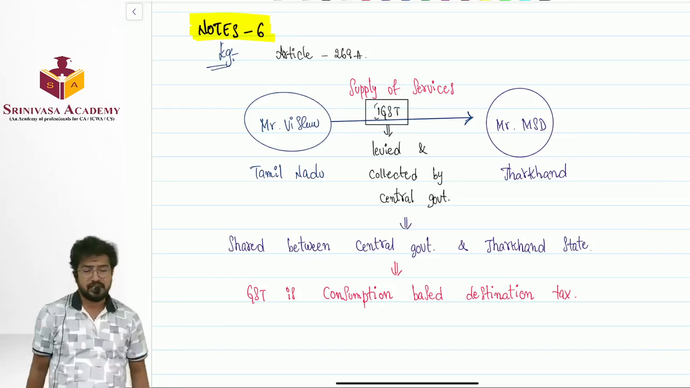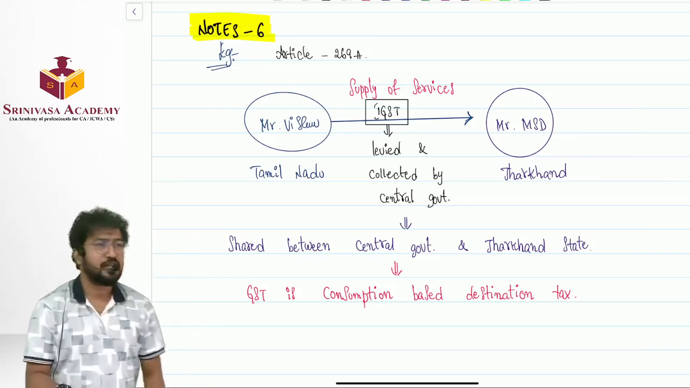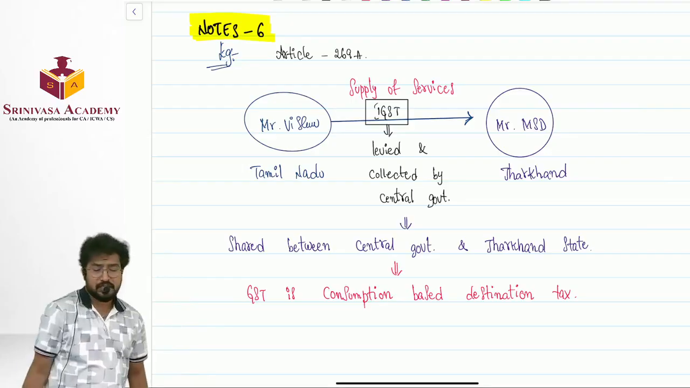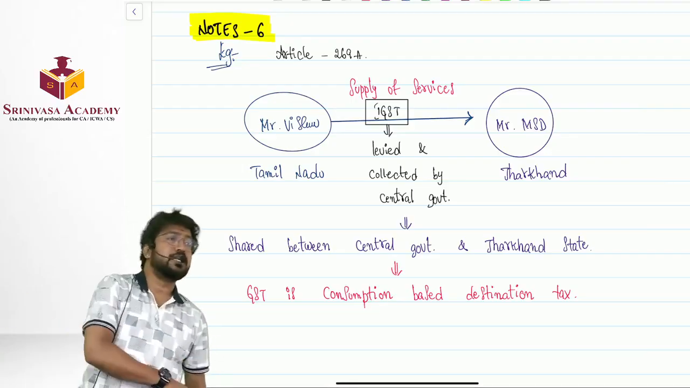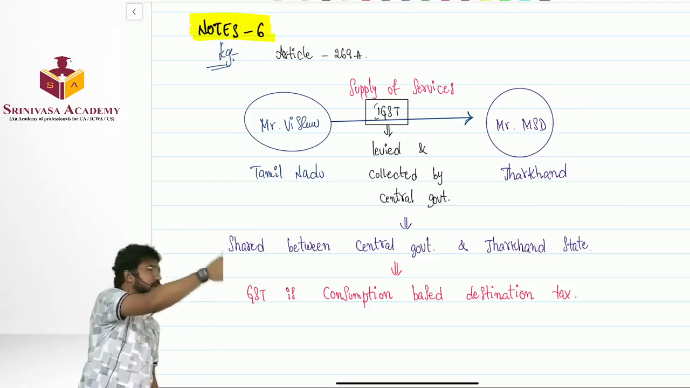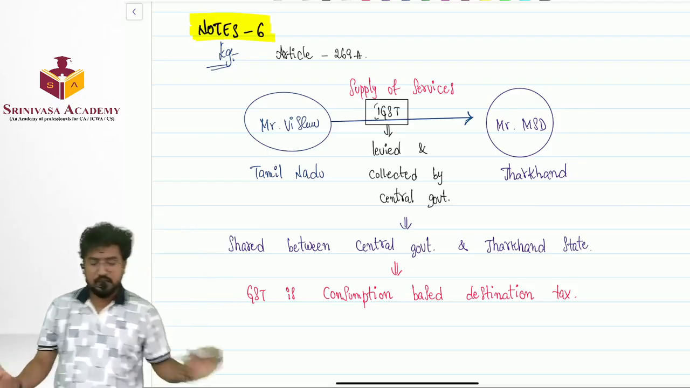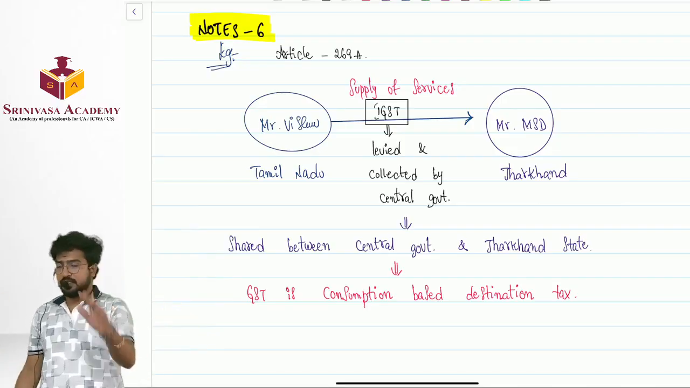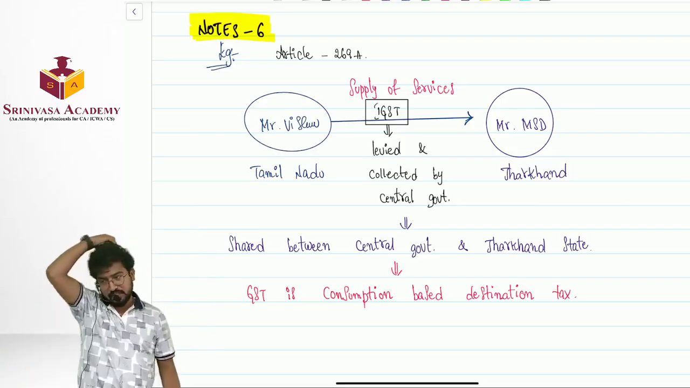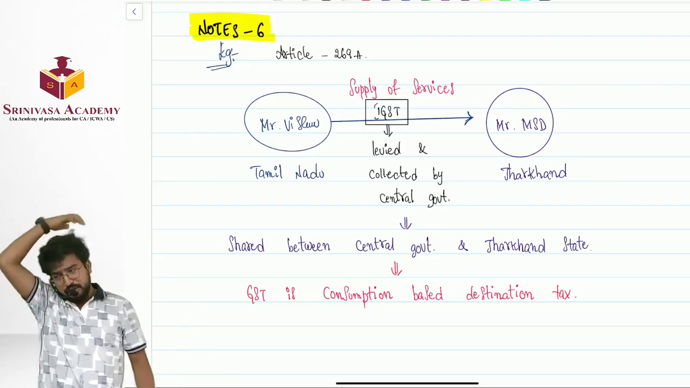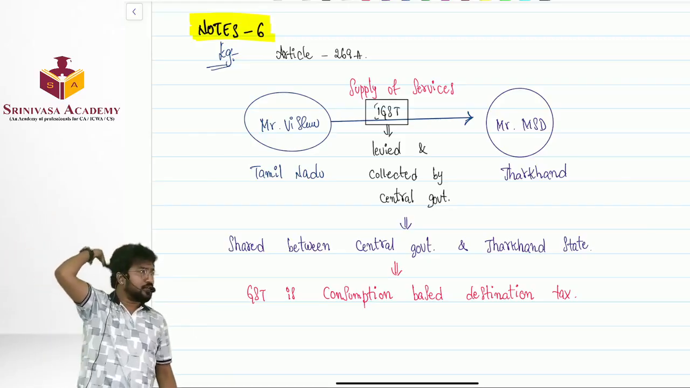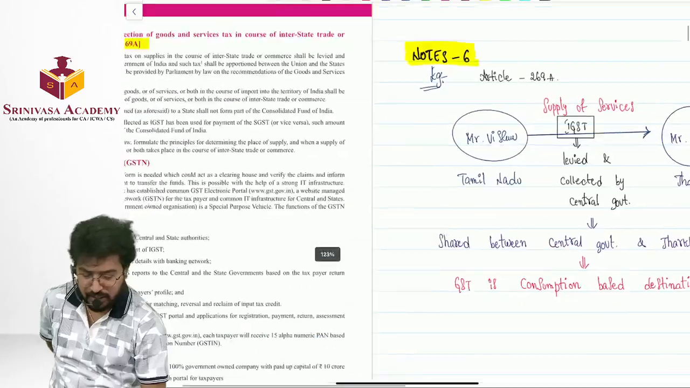But who will levy that IGST? Central government will levy. Who will collect that? Central government will collect. Who will get the share? Central government and state. Which state government? Jharkhand state government, because GST is a consumption based, destination based tax. So where the consumption is happening, where the goods or services are destined to, will get the revenue share. Shall we continue, everyone? That is what Article 269A says.